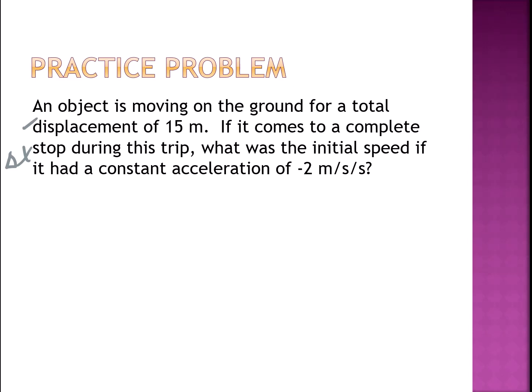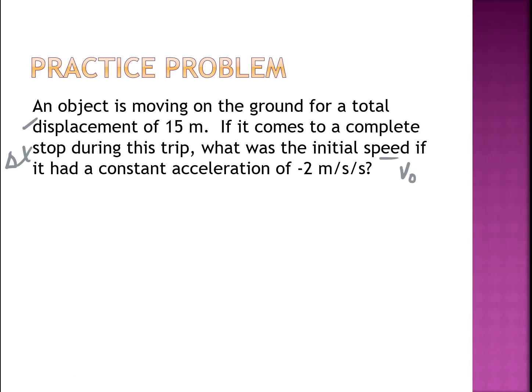An object is moving on the ground for a total displacement of 15 meters. If it comes to a complete stop during the trip, what's the initial speed if it had a constant acceleration of -2 meters per second per second? That's meters per second squared, the unit for acceleration. It's got displacement, so I checked it off. There's my delta x. That's what that represents.